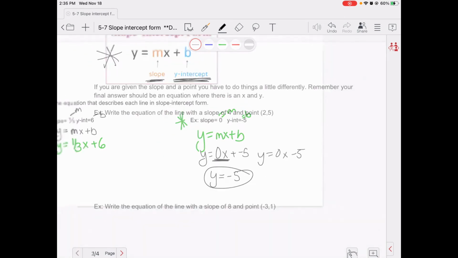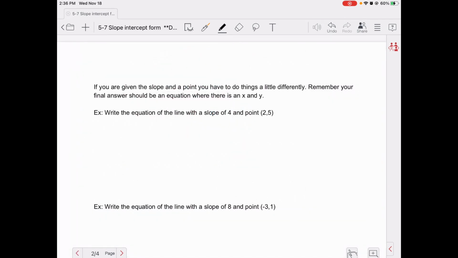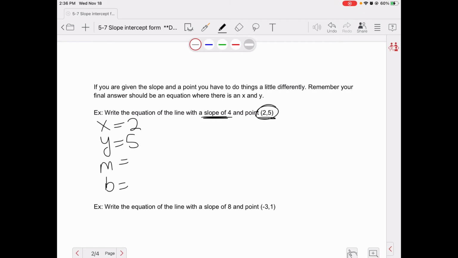We're given a slope and a point, and you do things just a little bit differently. Remember, your final answer should be an equation where there's an x and a y. So whenever I'm given slope and a point, which is x and y, I know in my equation I have x, y, m, and b. So I would write these letters off to the side. I'm given that x is 2, and y is 5, and I got that from the point here. And I'm given m is 4, since the slope is 4. I don't know what b is, but I have to have a b in order to write an equation.